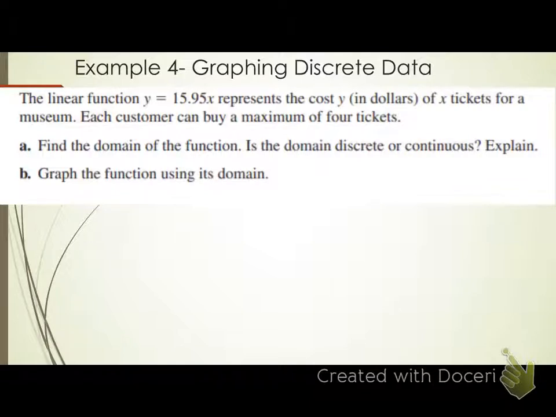But it also says that each customer can buy a maximum of 4 tickets. So you can either buy 0 tickets, 1 ticket, 2 tickets, 3 tickets, or 4 tickets. You can only buy 0, 1, 2, 3, or 4 tickets. Like I said, you can't buy any other number because you can't buy part of a ticket. So this would be my domain right here.